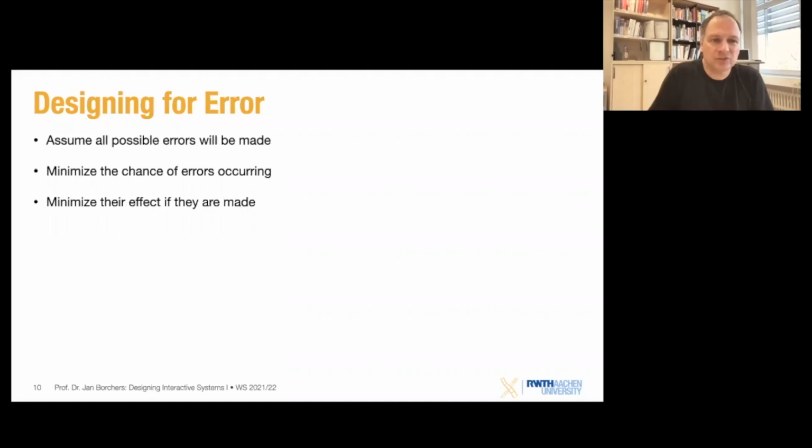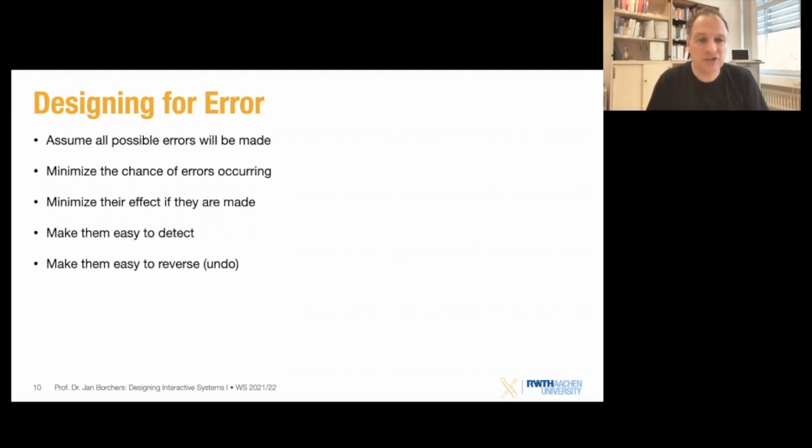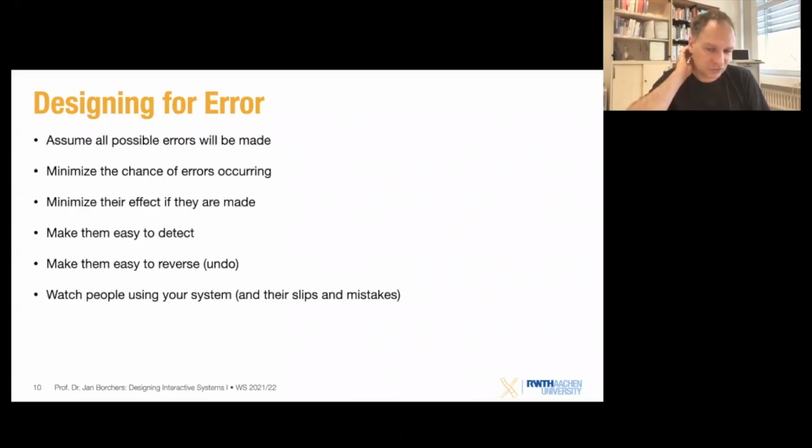So what we can do is, of course, minimize the chance of errors occurring, minimize the effects they have if they are made, make them easy to detect, which is all about feedback, and make them easy to reverse, which is probably the most important one here, but also, engineering-wise, the most difficult one to do. And as I just described with the Microsoft engineers, watch people using your system and watch their slips and mistakes without interfering with them. That's an important part.